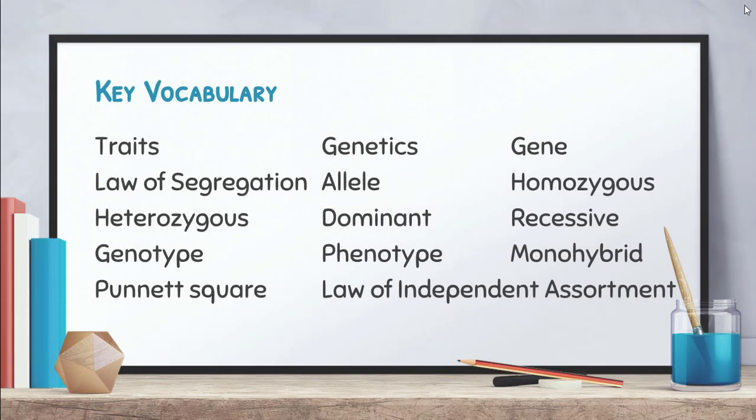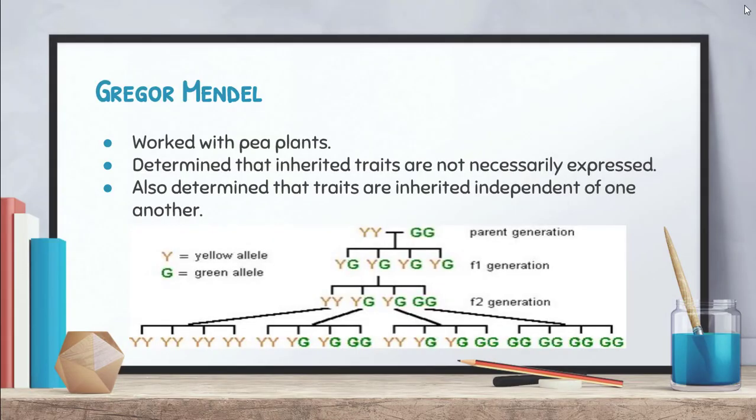Oh, look at all the vocab terms we have to do today. Well, there's a lot going on here. You know there's a lot of vocab in biology. You should be able to know traits, law of segregation, heterozygous, genotype, Punnett square, genetics, allele, dominant, phenotype, law of independent assortment, gene, homozygous, recessive, and monohybrid. Lots of vocab terms, but let's get going.